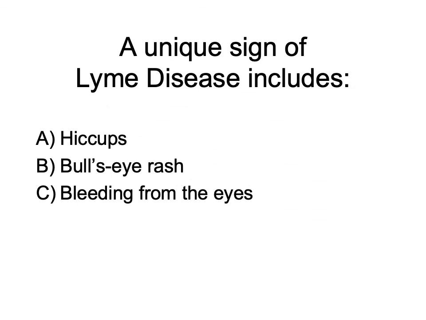Let's finish off this chapter with some review questions. A unique sign of Lyme disease includes A. hiccups, B. bullseye rash, C. bleeding from the eyes. The answer is bullseye rash. It's very distinct to an infection of Lyme disease.